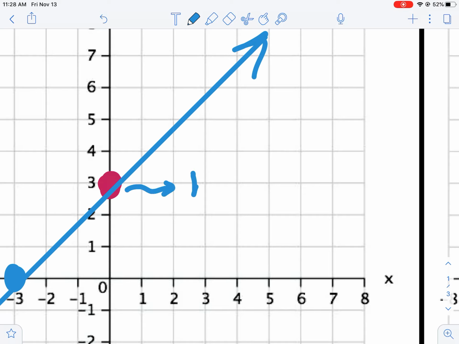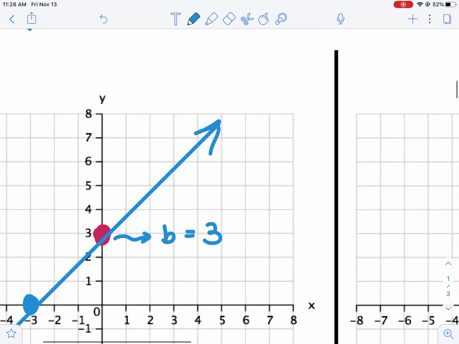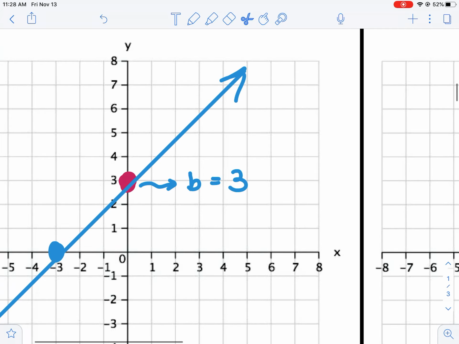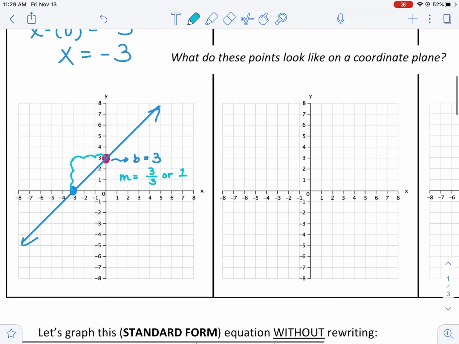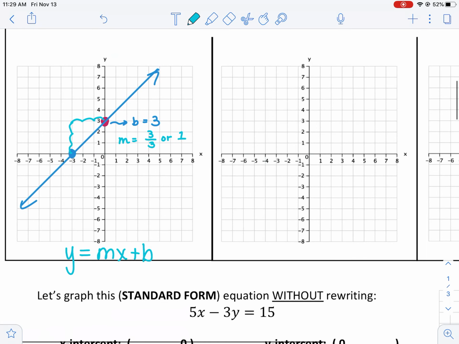From this graph, I have a b value of 3. Let's see if I can get some pretty points in here. There we go. A rise of 1, 2, 3. A run of 1, 2, 3. That's an m of 3 over 3, or just 1. So I can even go ahead and write that in y equals mx plus b form, our slope-intercept form. Boom. So there's another way to get to where we needed to get without rearranging for y.